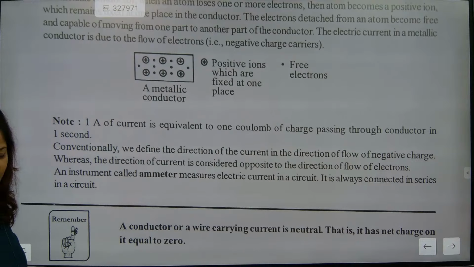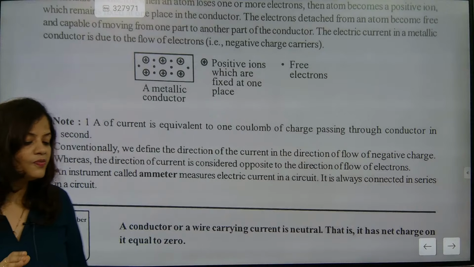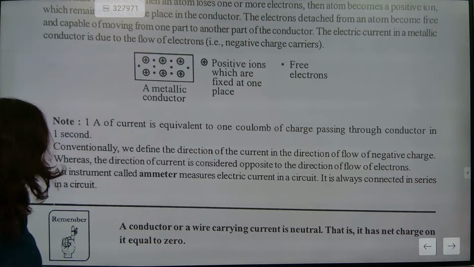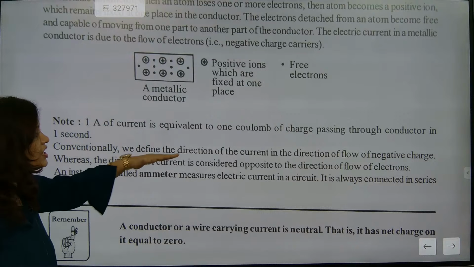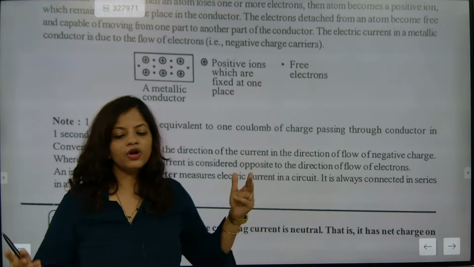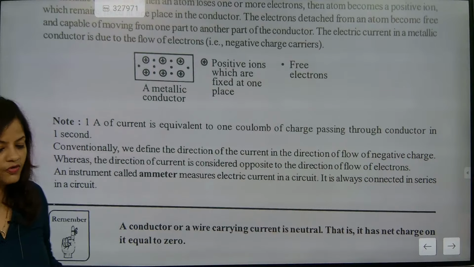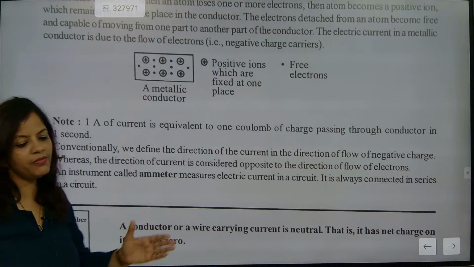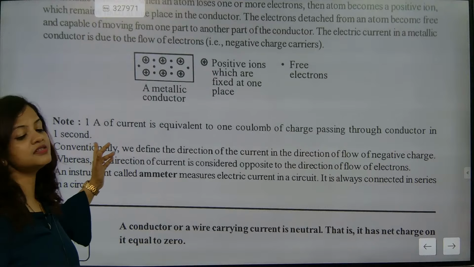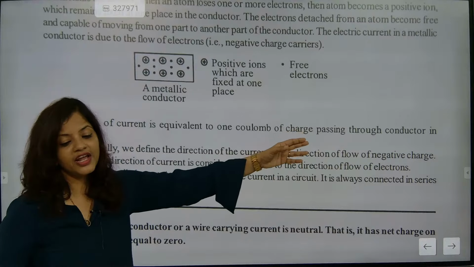This is the most important part. Everybody must remember this and not fall into this trap, because most of the problems come from understanding this section. Conventionally, we define the direction of current in the direction of flow of negative charges, but what we actually get is the opposite of it. Absolutely correct, everyone. I hope everybody has understood this one. So conventionally, we define the direction of flow of current as the direction of flow of negative charges.